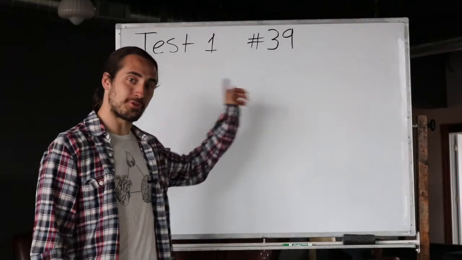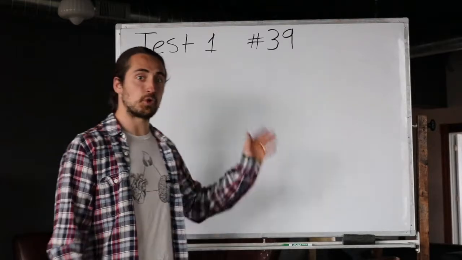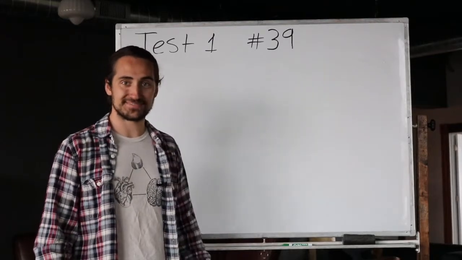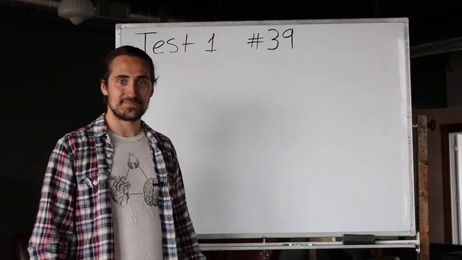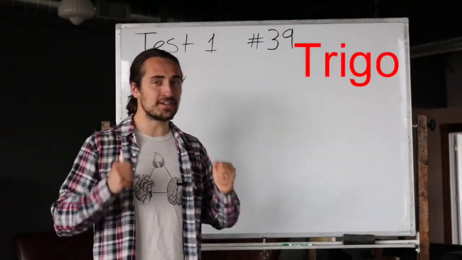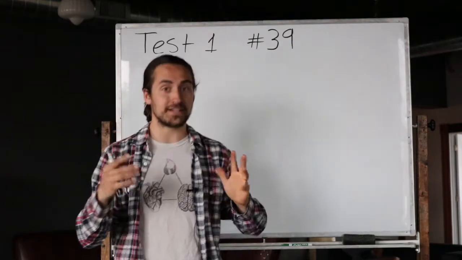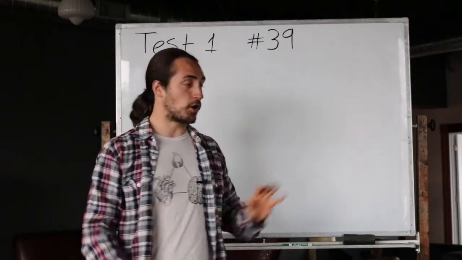Let's look at number 39 on test 1. So hit pause, open up this question, and we'll look at number 39 on test 1. Now that you're looking at it, you're going to see that this is a trigonometry question. And if you're freaking out, you're like, trigonometry, it's okay. I want to walk you through how to get this.